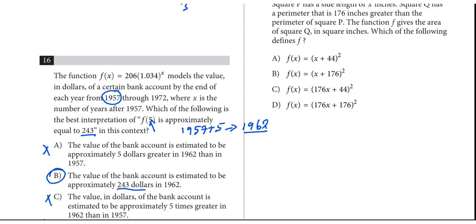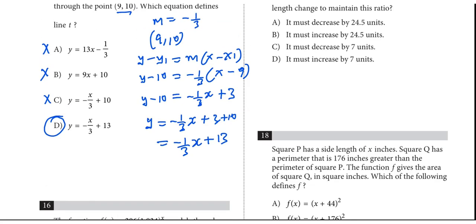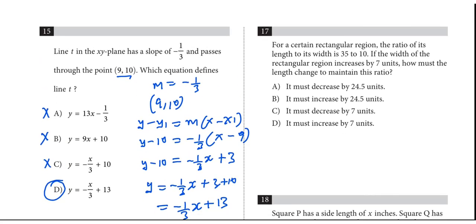All right, so let's now go to question 17. For a certain rectangular region, the ratio of its length to its width is 35 to 10. If the width of the rectangular region increases by 7 units, how must the length change to maintain this ratio? Okay, so we already have the ratio of the length to the width, which is 35.